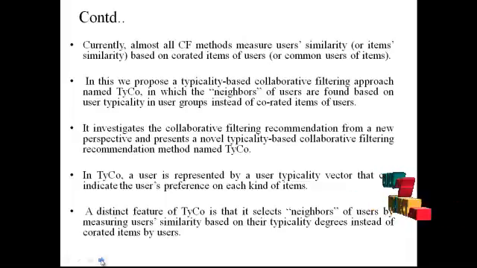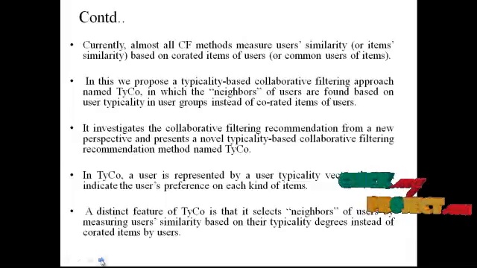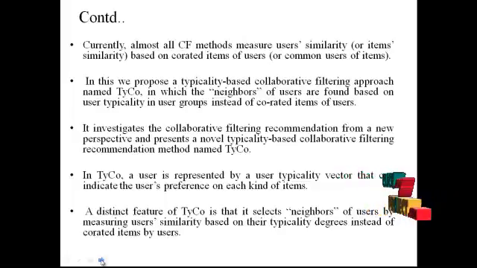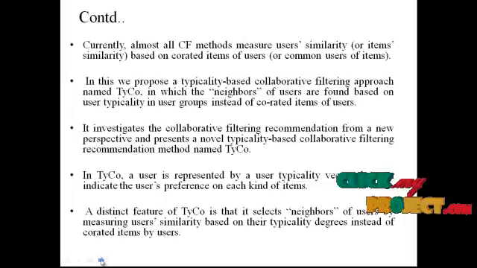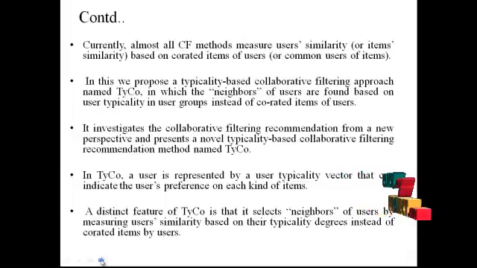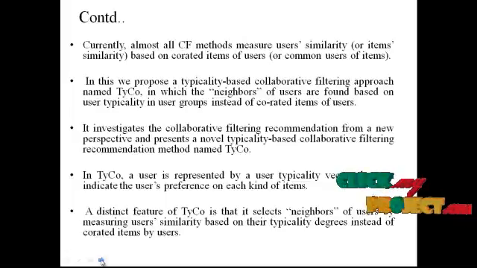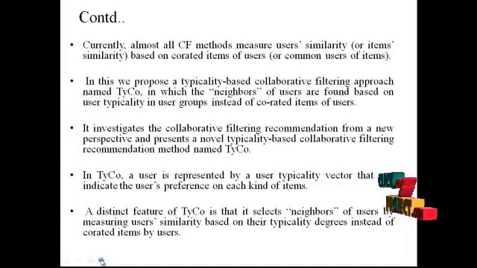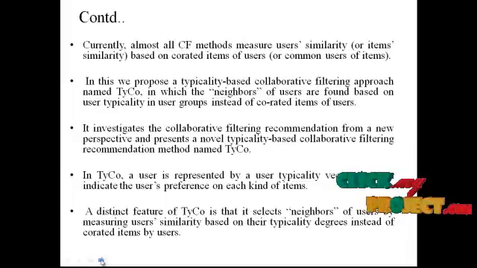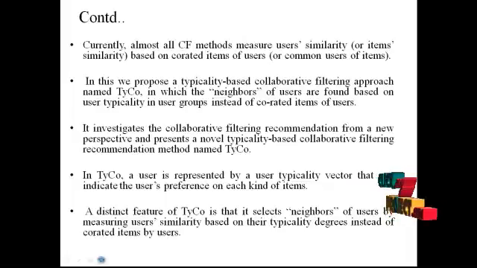It investigates collaborative filtering recommendation from a new perspective and presents a novel typicality based collaborative filtering recommendation method called Tycho. In Tycho, a user is represented by a user typicality vector that can indicate the user preferences on each kind of items. A distinct feature of Tycho is that it selects neighbors of users by measuring user similarity based on the typicality degrees instead of correlated items by users.